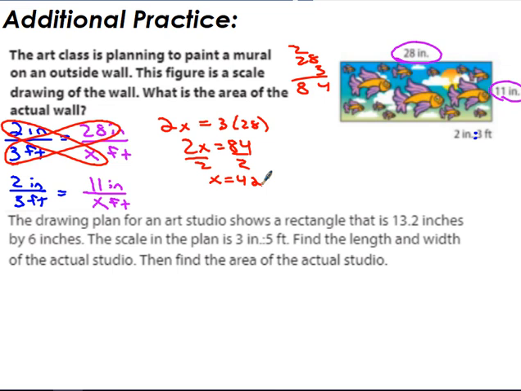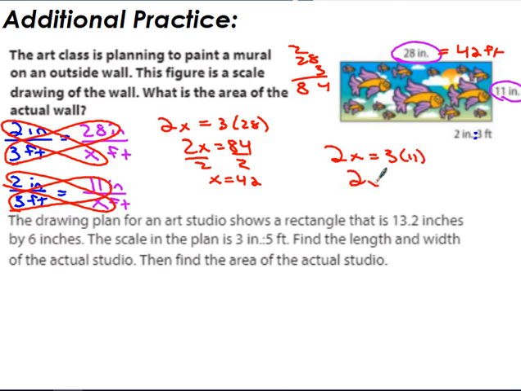Okay, so this is 3 times 11. And this is 2 times x. So again, I'm going to have 2x equals 3 times 11. Which really is 2x equals 33 feet. Divided by 2. Yes, I'm going to get a decimal, and that is okay. It is totally fine to have a decimal. And I'm going to get 16.5. So then this wall right here is really 16.5 feet.